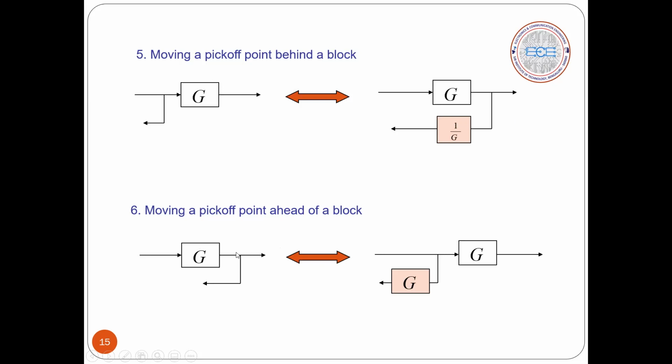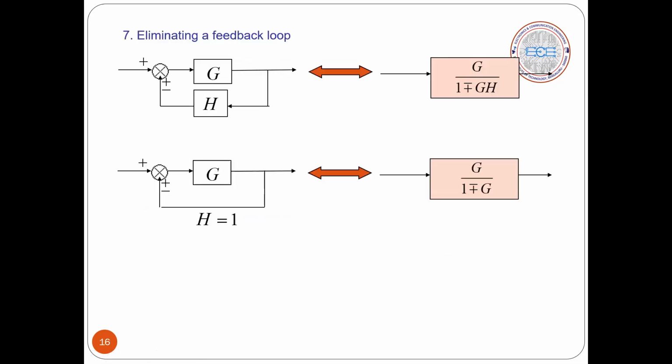Ahead movement I can also do. I have a takeoff point here, and I can take this ahead of the block. What will happen? If I branch here, I get the effect of G, correct? The effect of G is available here, whereas if I go here, the effect of G I'll be missing. So what should I do? If I'm coming ahead of the block, this G I will be missing. That G I have to have here by having a separate block G here. So this is what we call moving a takeoff point ahead of a block.